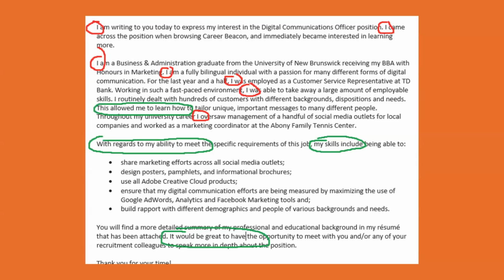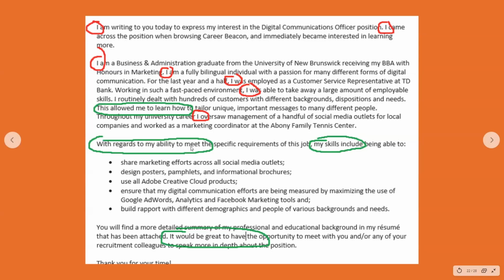Use different methods of saying this, okay? If you look in the first green box, it says, "this allowed me to learn how to," okay? I could have said, "I learned how to" instead, but changing the phrasing changes it up a little bit, okay? It's not just I's everywhere.